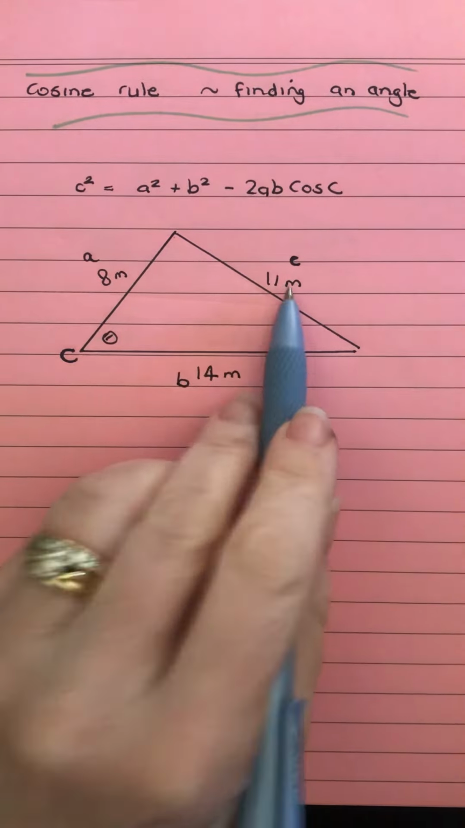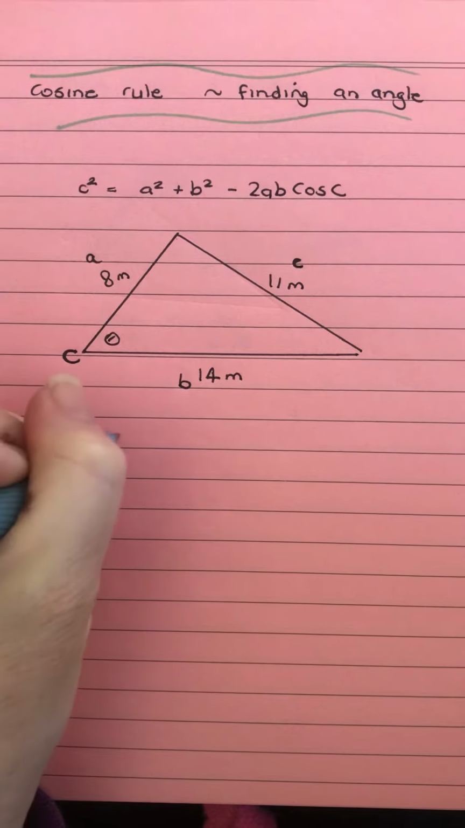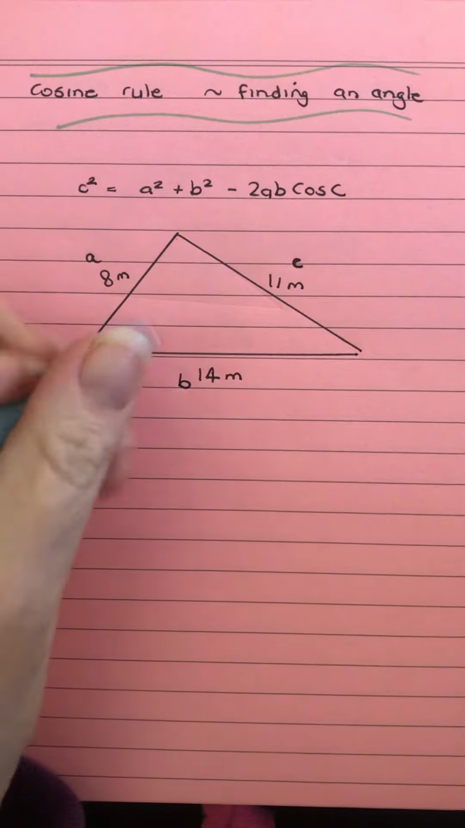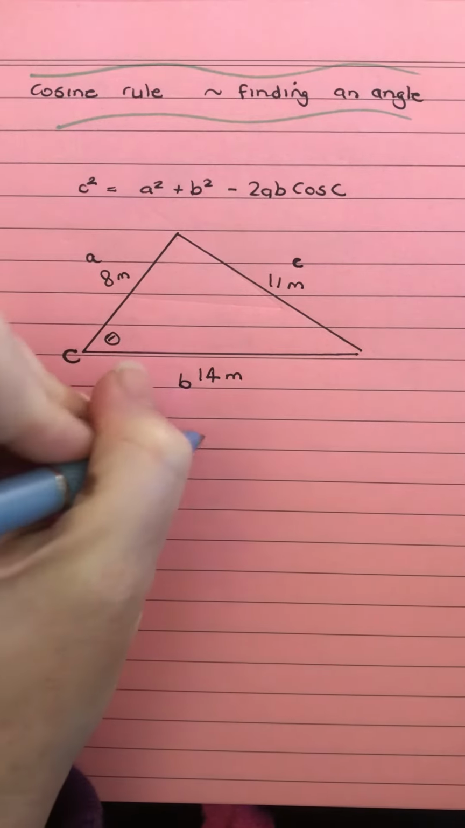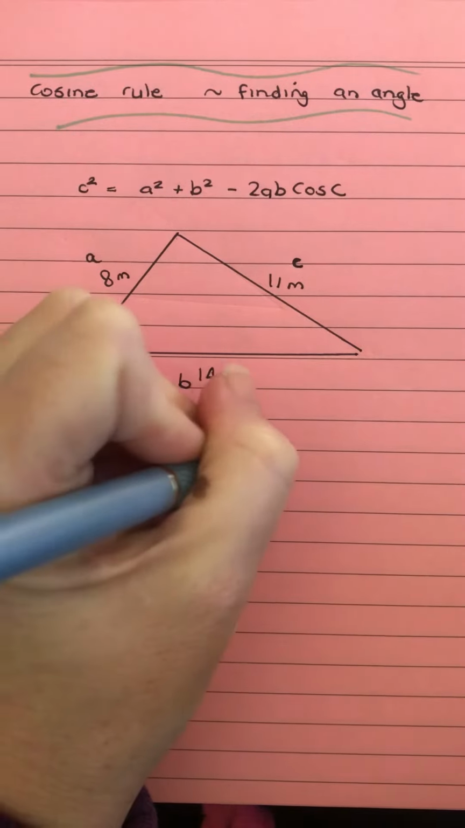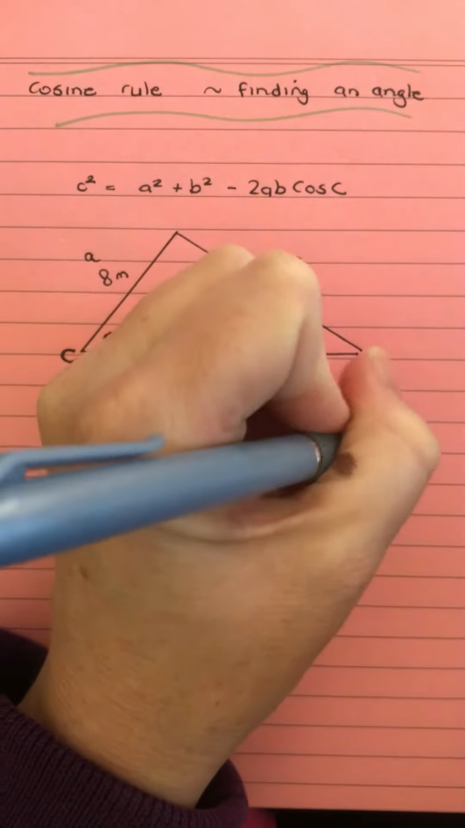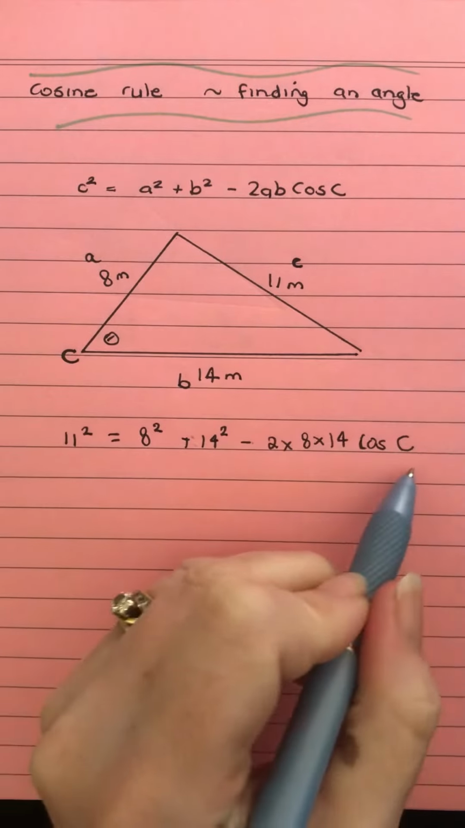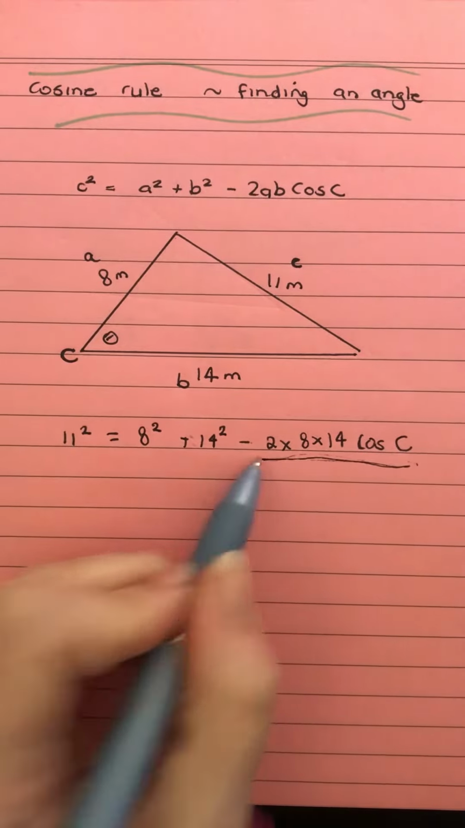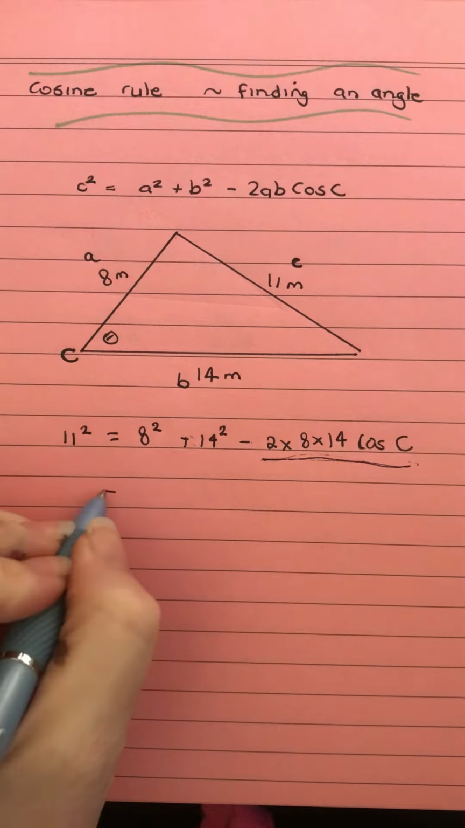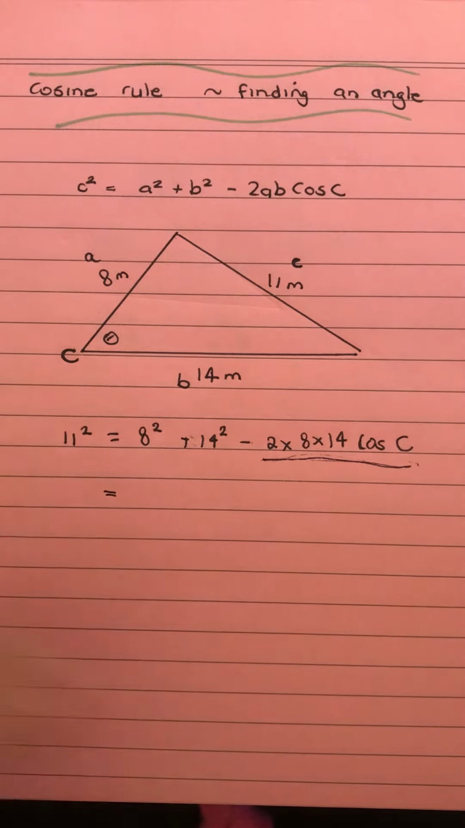So I know my c here, so I'm going to write 11 squared is equal to, my a squared is 8 squared plus 14 squared minus 2 times 8 times 14 cos C, and that is my unknown one. Now I need to keep these together like I mentioned in the other video. That's one of the most important hints that I can give you on using the cosine rule.